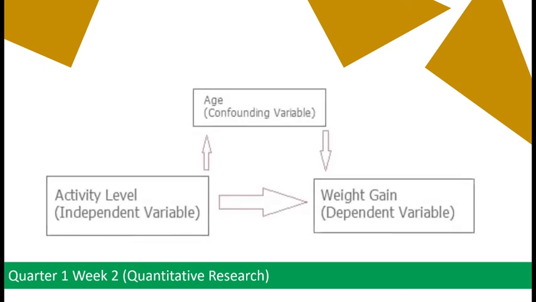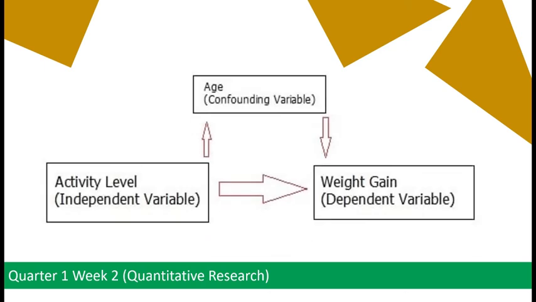In the experiment on activity level and weight gain, the activity level is the independent variable. However, there are still other variables that may influence weight gain, such as age, food intake or nutrition, and genetics. The researcher needs to control these other variables to make sure that any change in the weight of the participants is due to his activity level. If these variables are not controlled and influence weight gain, these variables are called confounding variables.